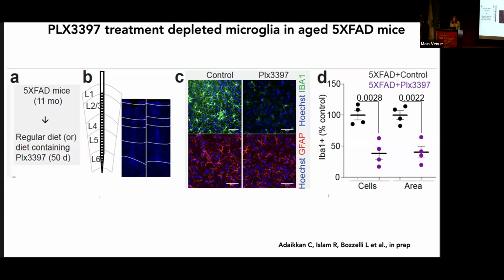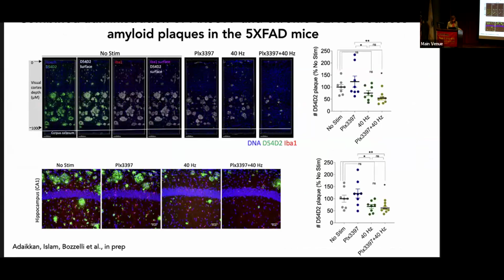So the idea is that if these microglia are important for GENUS-mediated amyloid reduction, then now when we deplete these microglia, GENUS should no longer reduce amyloid. And very surprisingly, this was not what we saw.